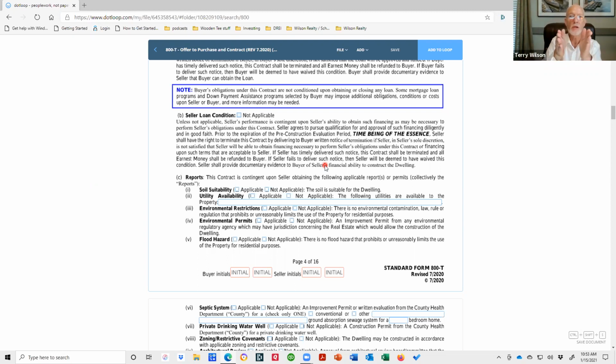So the moment the pre-construction period ends, the moment that the builder has provided proof they can get their loan, then the buyer has to provide proof that they can get their loan and give the seller their building deposit money so the builder can get going on construction.